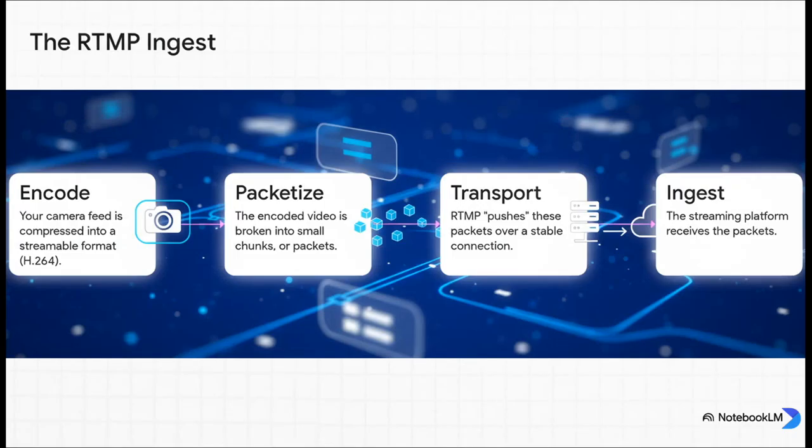Well, it happens in 4 key steps. First, your camera feed gets encoded, which just means it's compressed. Then that data gets packetized. And you can think of this like breaking a huge file into thousands of tiny little digital envelopes. Each one is ready to be sent across the internet. And this is where RTMP steps in. It transports those packets, basically pushing them over a super stable connection to the streaming platform, which then ingests or receives them on the other side.